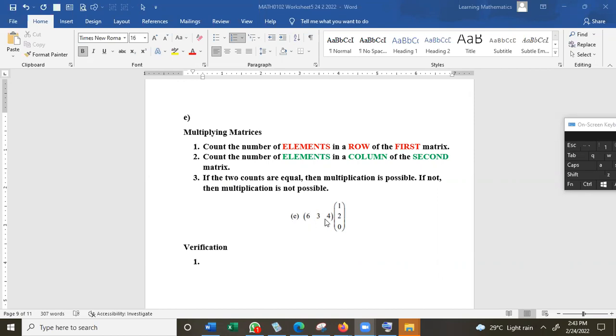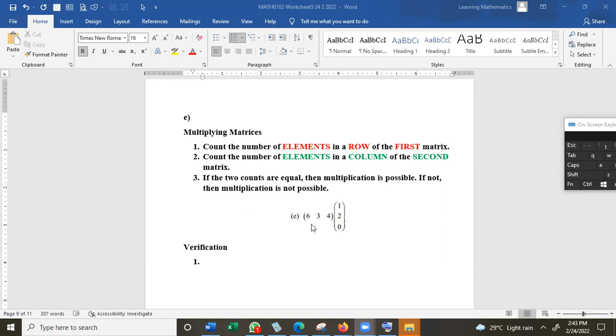That's how it will be laid out: first times the second in a horizontal fashion. So you count the number of elements in the row of the first, then you count the number of elements in the column of the second. And if those two counts are equal, then multiplication is possible. If not, then multiplication is not possible.